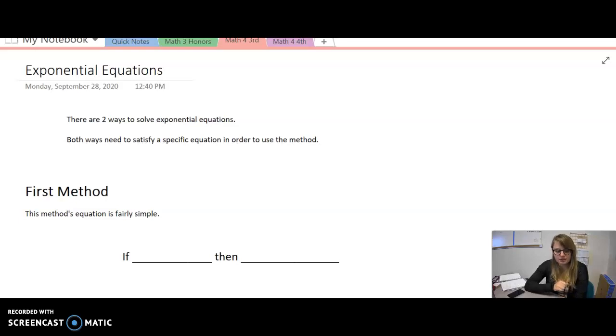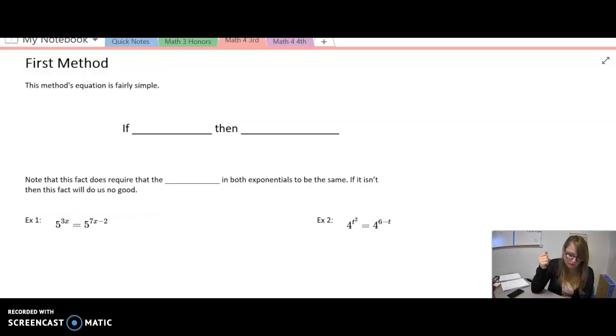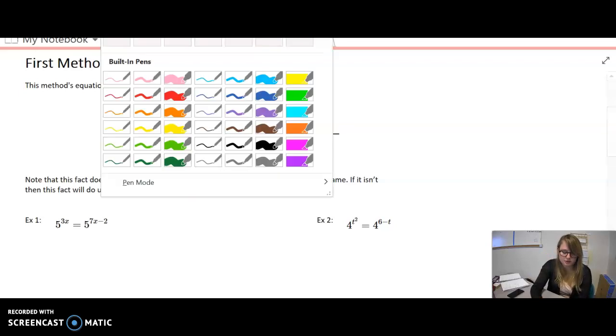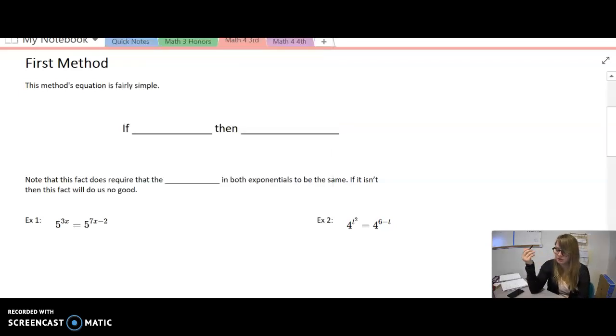Hey guys, today we're going to be talking about exponential equations. And this is where we're going to use logarithms to solve exponential equations when we can't use anything else. There's two ways to solve exponential equations, and both need to satisfy a specific equation in order to use the method. Alright, so the first one's method is fairly simple.